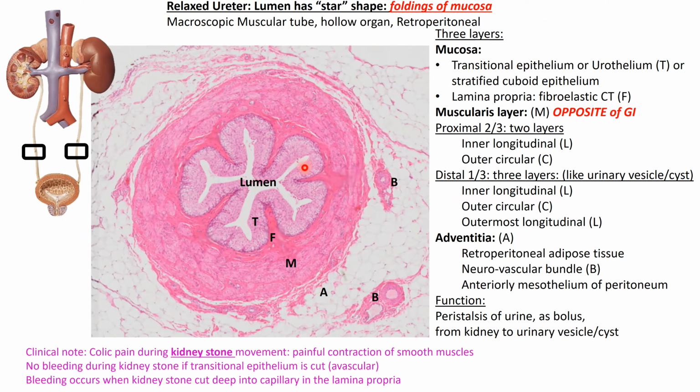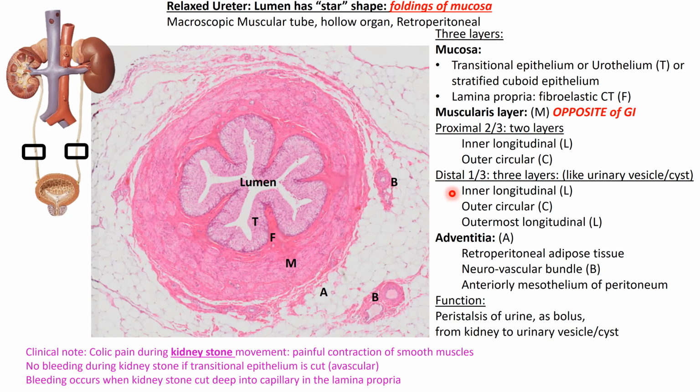The mucosa is, the pink is the transitional epithelium, the sharp red is the lamina propria, together is the mucosa. Then comes the muscular layer, and this is probably the one new thing that I didn't say so far, is the opposite of the GI. If you are in the proximal 2/3 of the ureter, then there are only 2 layers. And again, opposite of GI, inner longitudinal, outer circular. I recommend you just remember LC.